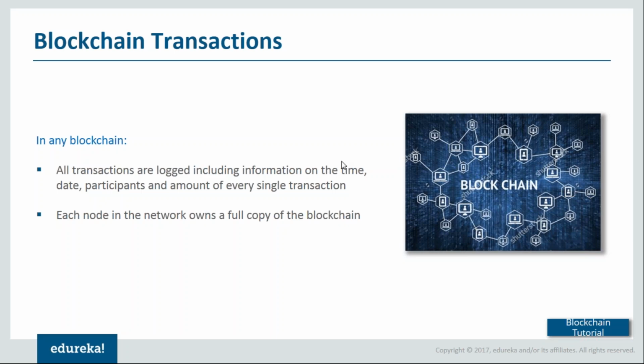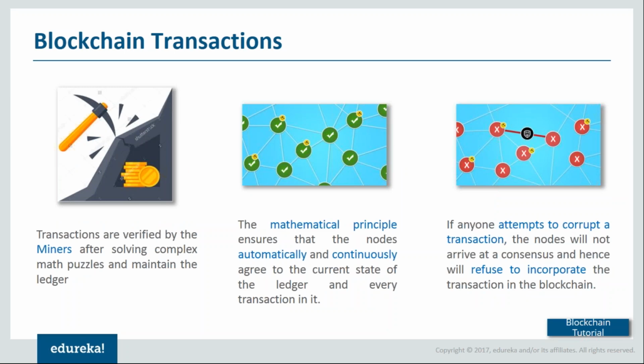Talking more about the transactions involved in a blockchain, each transaction is verified by a miner after he solves a complex mathematical puzzle. And once he solves this and verifies the transaction, he maintains and updates the ledger as well. Now, the mathematical principle involved as part of the validation process ensures that every node which is part of the blockchain is automatically and continuously in sync with respect to the current state of the ledger and every transaction in it. Basically, it ensures that everyone has the same set of transactions as well as the same state of the ledger. Apart from this, as I had mentioned, even if one person tries to corrupt or change the transaction, the other nodes would not agree with it and thereby refuse to incorporate and neglect this transaction detail.